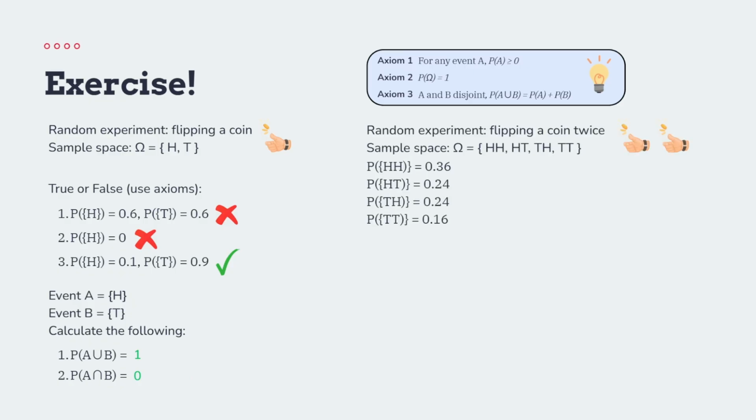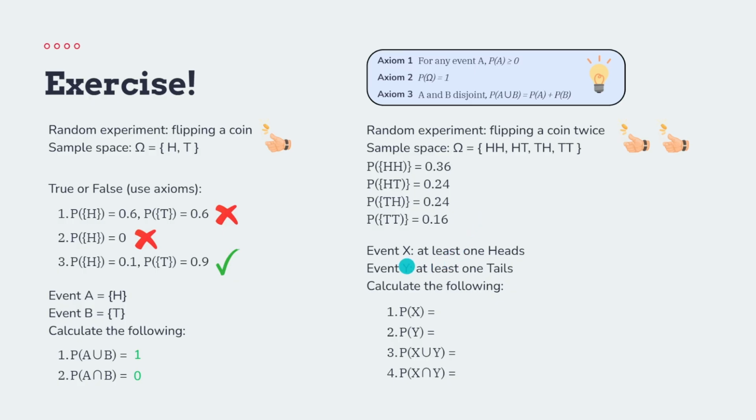Let's do a variation where this time we flip the coin twice, resulting in the sample space of heads heads, heads tails, tails heads, and tails tails. Here I've assigned all of the following values to each individual outcome as events. These numbers are the results of the coin being an unfair coin, which is slightly favored towards heads.